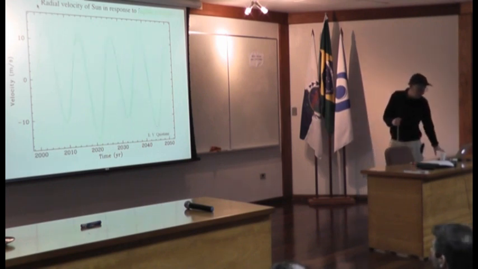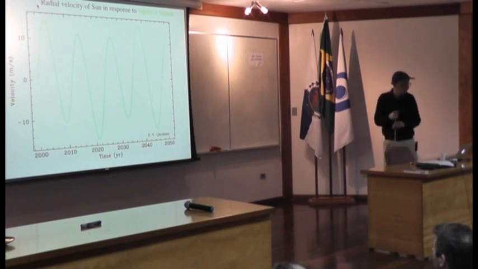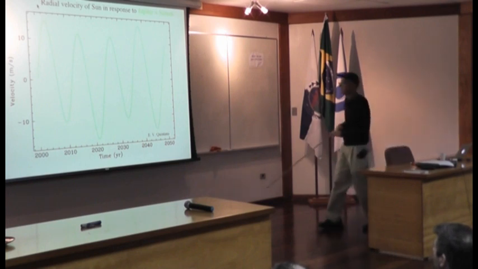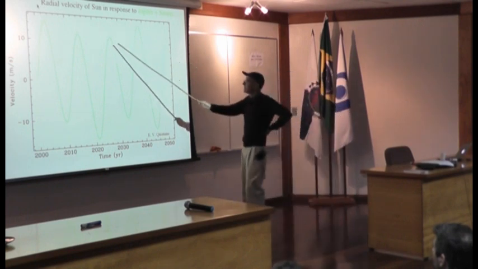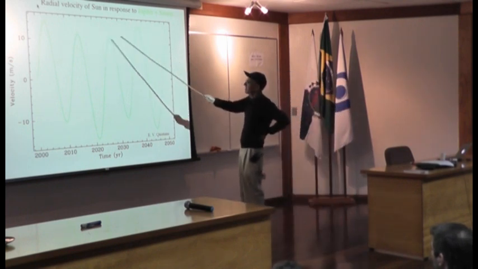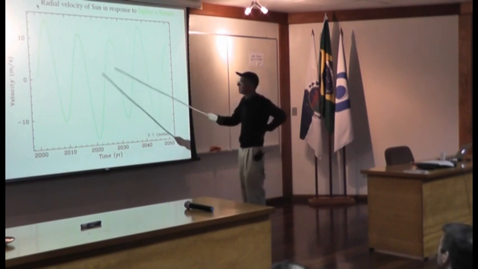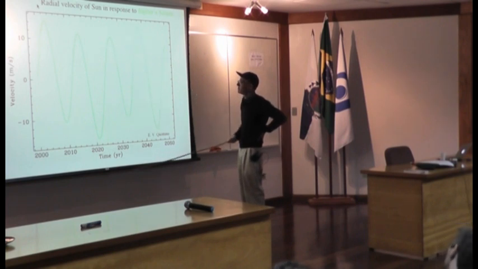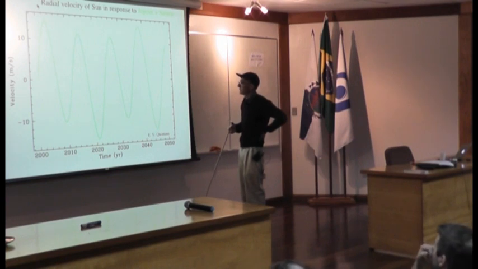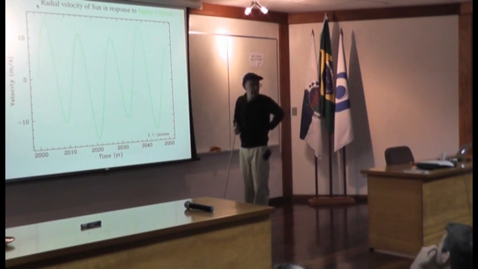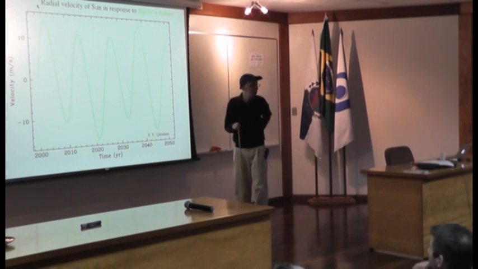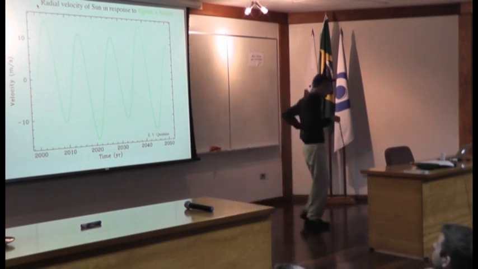Now, if we add Saturn, so this is Jupiter and Saturn, you can see there's a modulation on the 30-year period of Saturn. About 2 meters per second amplitude of that modulation. Saturn is less than a third of Jupiter's mass and is a little bit farther away. Both reduce the amplitude.